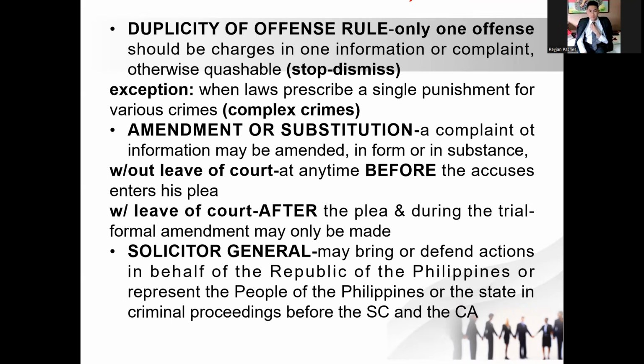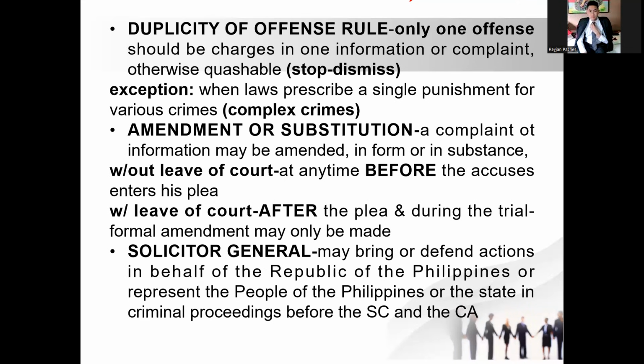Then tandaan nyo, ang Solicitor General, he is the one who may bring or defend actions in behalf of the Republic of the Philippines, or represent the people of the Philippines or the state in criminal proceedings before the Supreme Court and the Court of Appeals. Yan yung trabaho ni Solicitor General. Kapag naagrabyado ang Pilipinas or ang state natin, ang magpa-file ng kaso is the Solicitor General. Pero aside from that, not just in Court of Appeals or Supreme Court, pwede rin siya mag-file ng kaso outside.